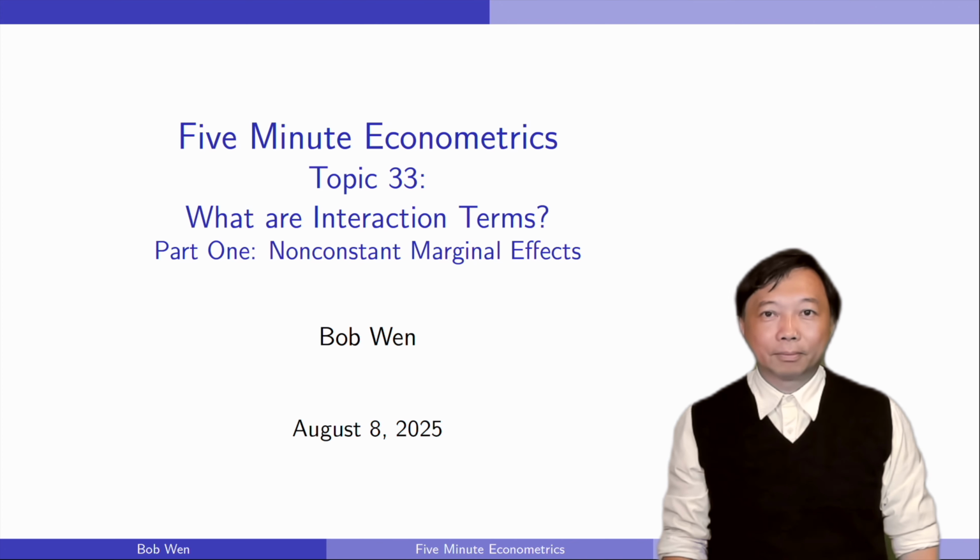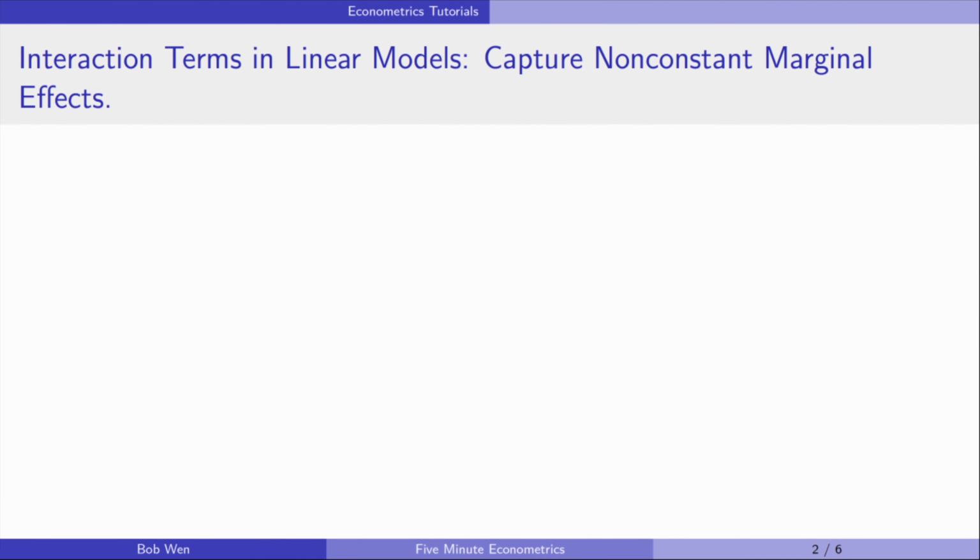Today, we will explore interaction terms in a regression model. Part 1 is about how it relates to marginal effects. We often add an interaction term to a linear regression model. According to the type of variables that form the interaction term, whether they are continuous or binary, we can capture various effects of the explanatory variables on the outcome variable.